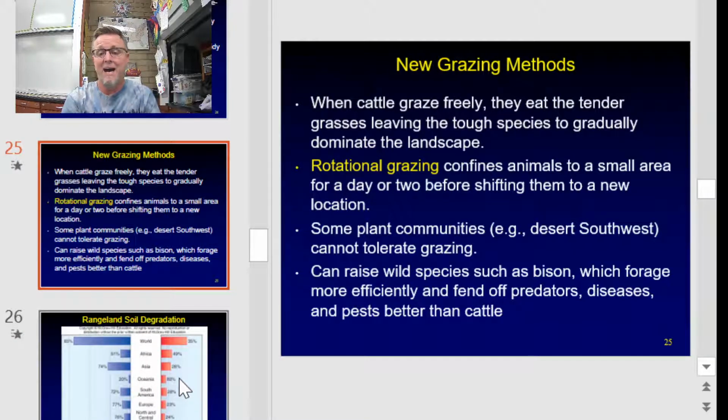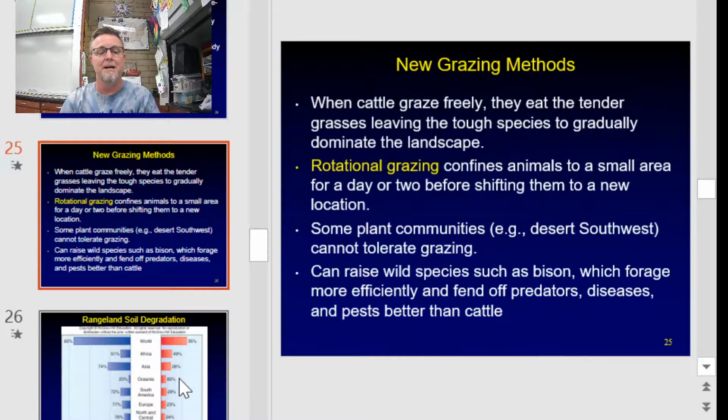When you think about how to live in harmony with the grasslands and still be able to raise cattle, well, there are new grazing methods that we can employ to do that. When cattle graze freely as opposed to being fenced in, they can eat the tender grasses, leaving the tough species to gradually dominate the landscape. And if they can graze freely, the thought is maybe they will wander around enough so that, well, grass can survive. If you fence them in, no such luck.